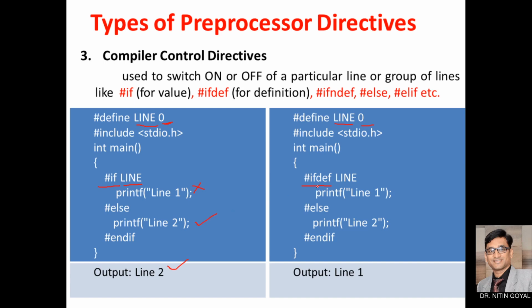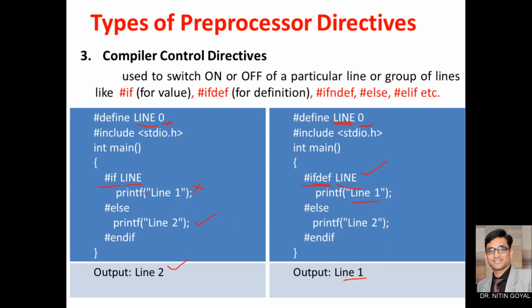What if, instead of #if, we are using #ifdef? If we are using #ifdef, as the name specifies, it will check if defined. ifdef stands for if defined. Yes, line is defined. Now here it doesn't matter whatever the value of line is. It is 0, doesn't matter. It is 1, doesn't matter. So that's why it is true in this case. That's why the output will be line 1 in this case.